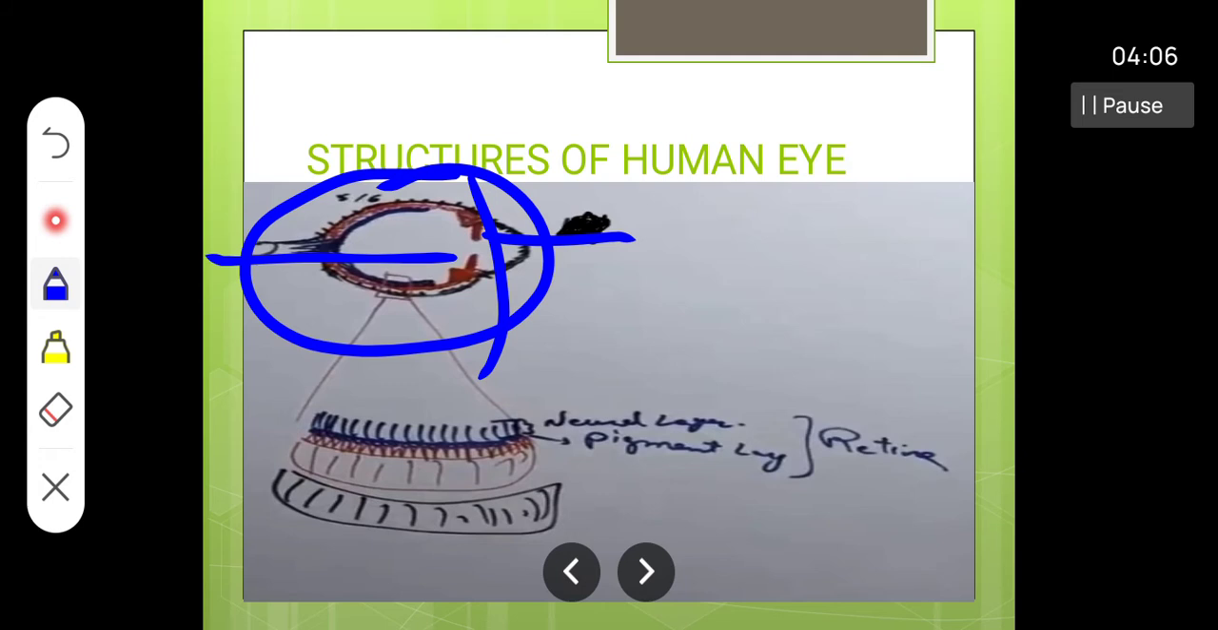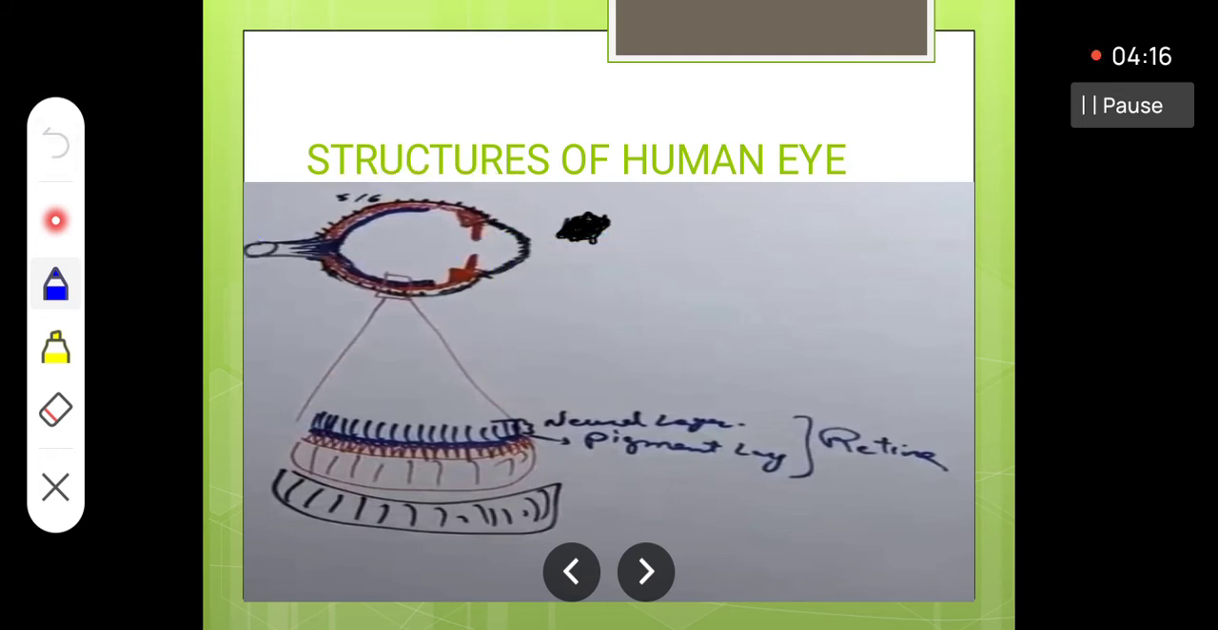Now the second thing we are talking about is the middle layer. The middle layer consists of the choroid. You can see the red portion in this figure; the red portion is the middle layer. This red portion consists of highly vascularized tissue. It is a highly vascular layer.